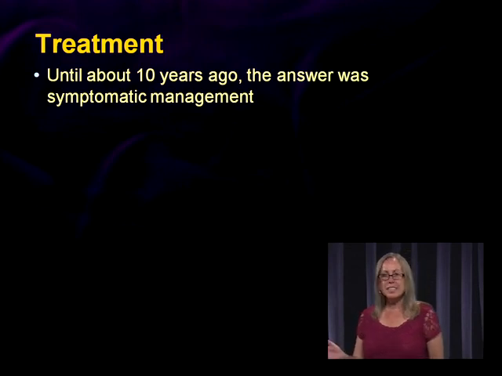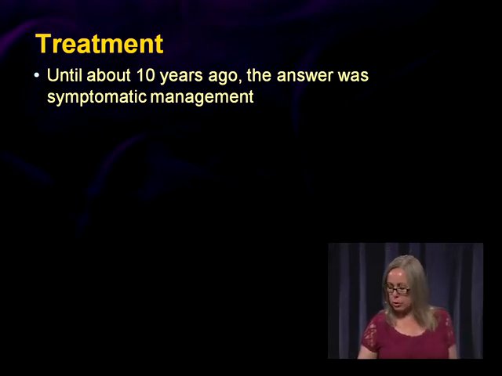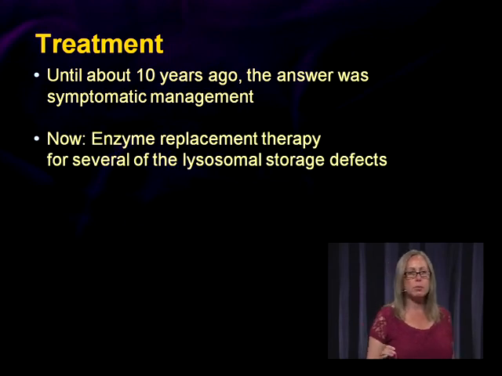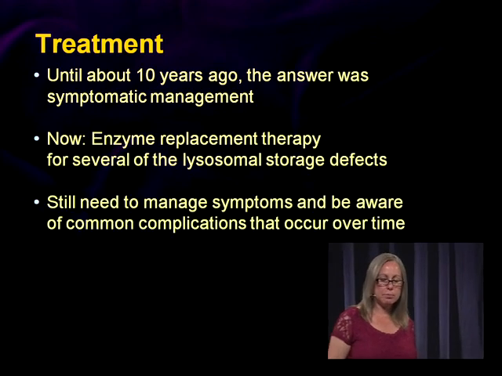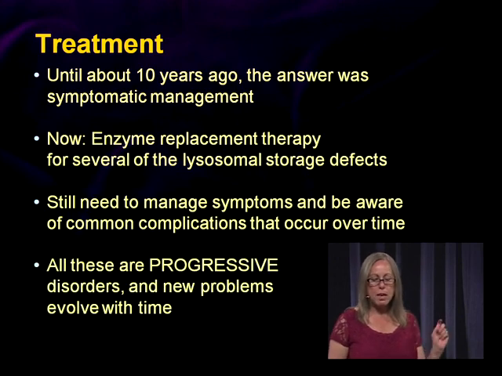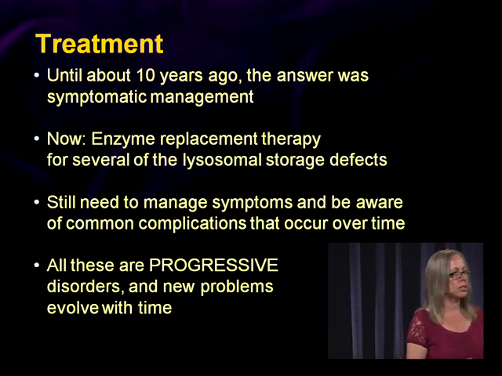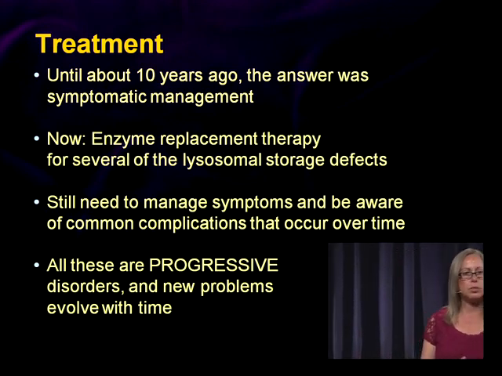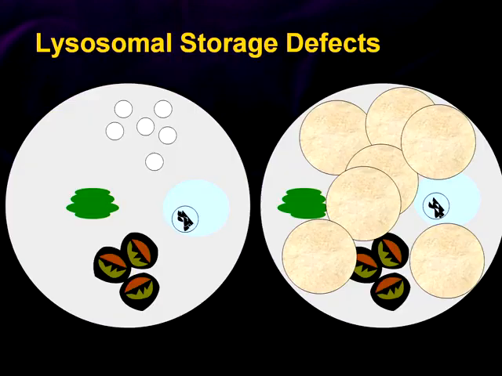Until about 10, now going on 15 years ago, the answer was just symptomatic management for treatment. But we've now developed enzyme replacement therapies for several of the lysosomal storage defects. But you still have to manage the symptoms and be aware of the common complications that occur. And remember, these diseases are progressive disorders. They are not static. What is happening now at the age of 5 is not what they're going to look like at the age of 15, 35, and so on.